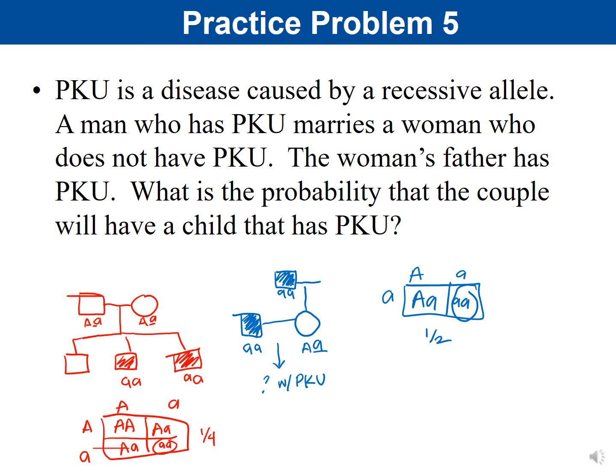Yet, by chance, they ended up with 2 out of 3. So that just goes to show you that because human genetics has a very small sample size, the probabilities don't always work out to what you expect. Yes, you expect only 1/4 to have PKU, but in fact, they ended up with 2/3. So it's just something to keep in mind when you think about human genetics.